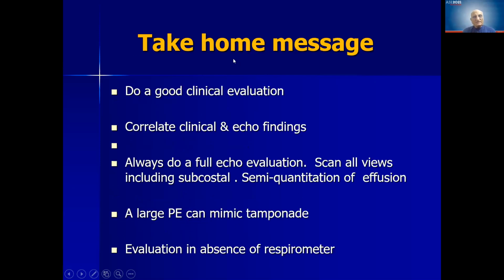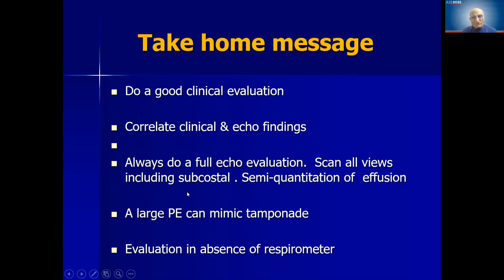So the take-home message is do a good clinical evaluation. Correlate clinical and echo findings. As I said, don't go by one finding. Suppose you find a bit of a diastolic collapse, see all the other things, whether they are there or not, and see whether they match with the other findings. Always do a full echo evaluation.